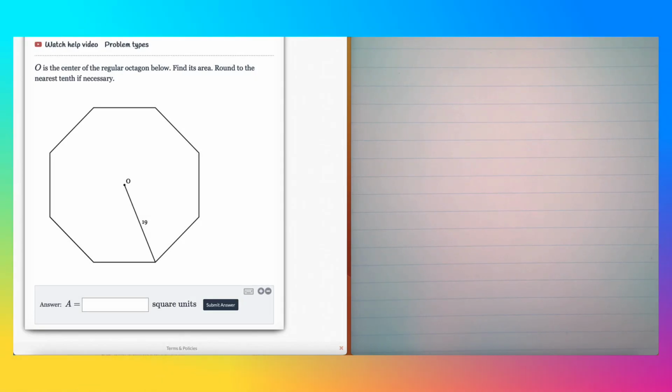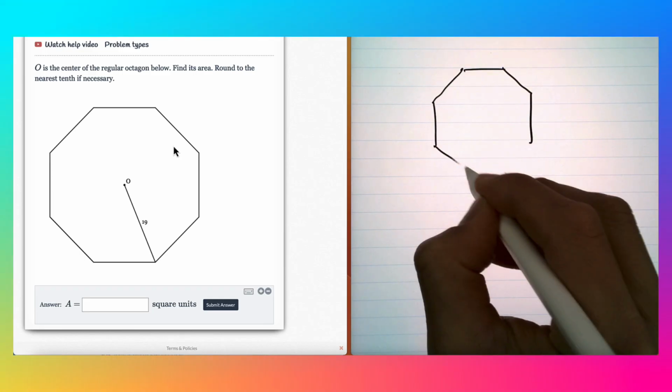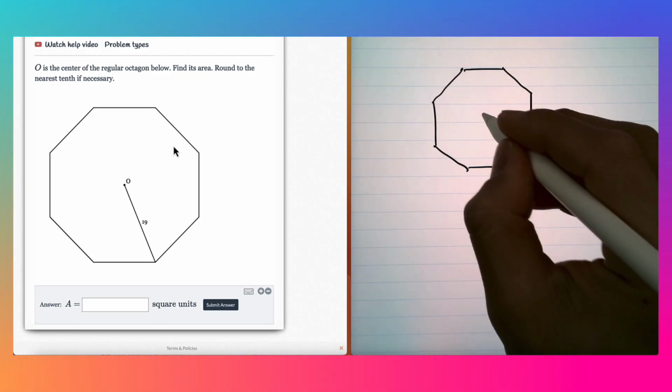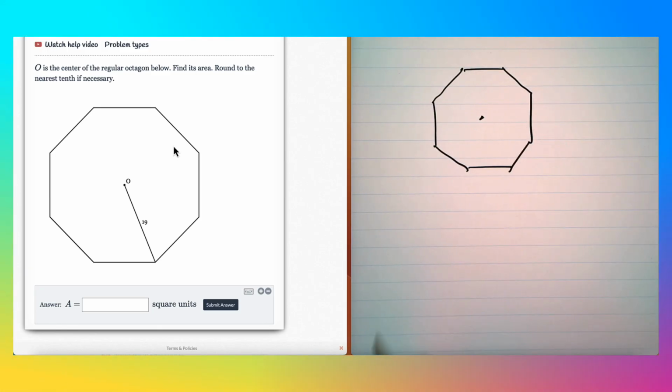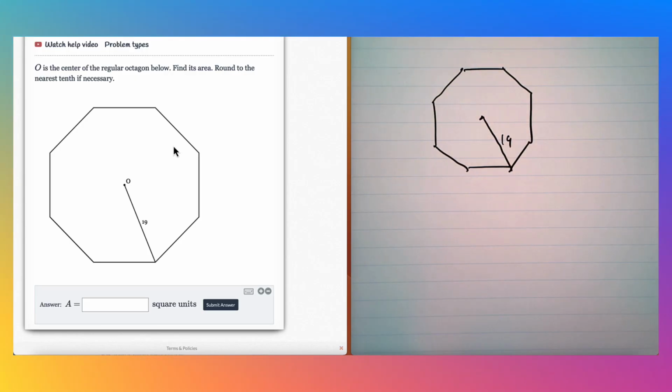So it said, find the area of the regular octagon below, and round to the nearest tenth if necessary. Okay, let me just quickly draw the rough sketch. So we have a rectangle. I'm sorry, not rectangle, octagon. Here we have a center, and we're given the length 19.